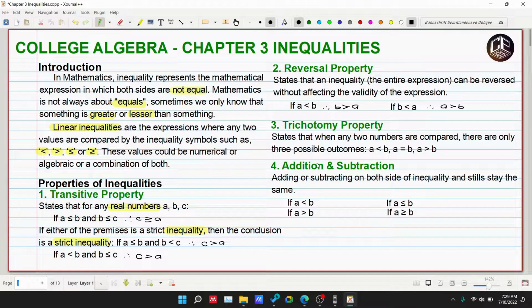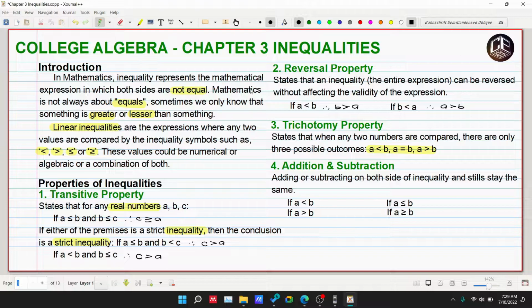Number 3, trichotomy property. It states that when any two numbers are compared, there are only 3 possible outcomes. It's either A is less than B, or A is equivalent to B, or A is greater than B. Okay, so nag-i-stick lang tayo dito sa comparison na to. Ayan lang yung mga possible na pwedeng maging outcomes nung mga inequalities natin.